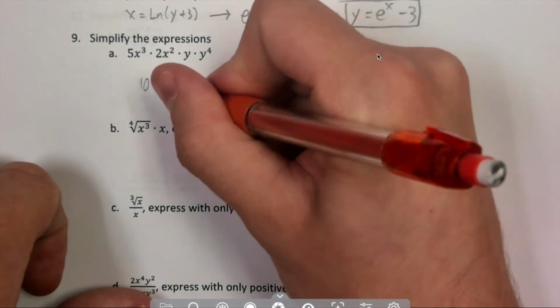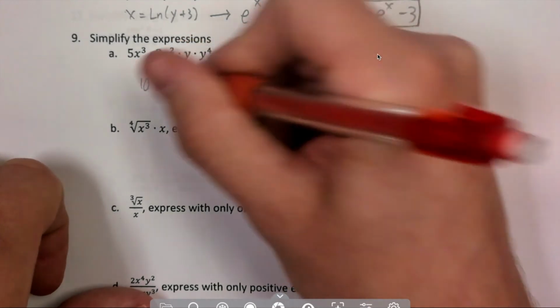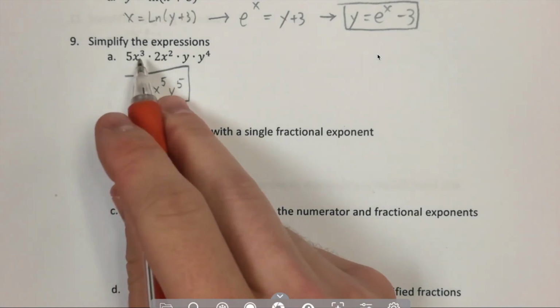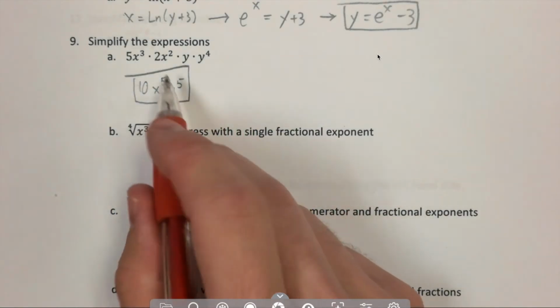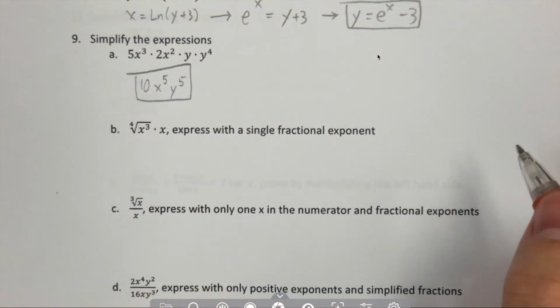And same thing with my y's. I've got a single y, I've got 4 y's multiplying to themselves, so I've got 5 y's multiplying to themselves. All right, an exponent is repeated multiplication of the same thing to itself. So there are 5 x's in total in this expression.